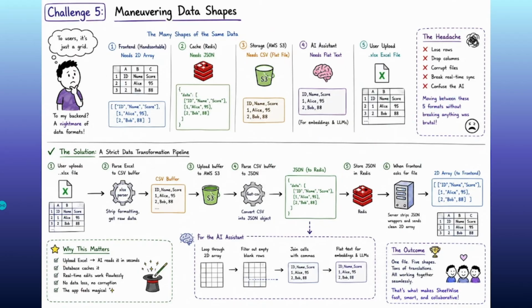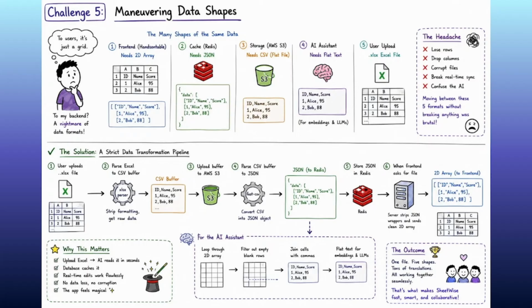The fifth challenge was managing data shapes. To a user, a spreadsheet is just a grid, but to my backend, a spreadsheet is an absolute nightmare of data formats. To make this app fast, collaborative, and AI powered, the data had to constantly change shapes depending on where it lived in the stack. For example, my frontend grid, Handsontable, demands data as a pure 2D array, but my in-memory cache, Redis, needed it as structured JSON, so I could update individual cells quickly.